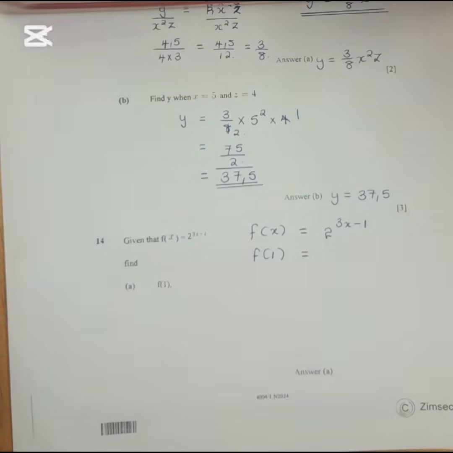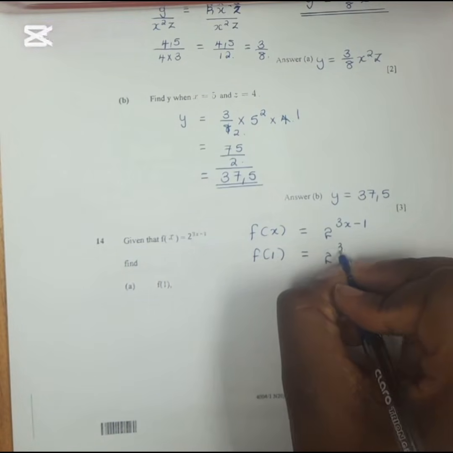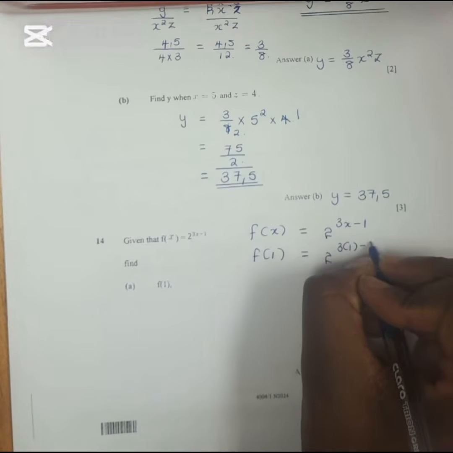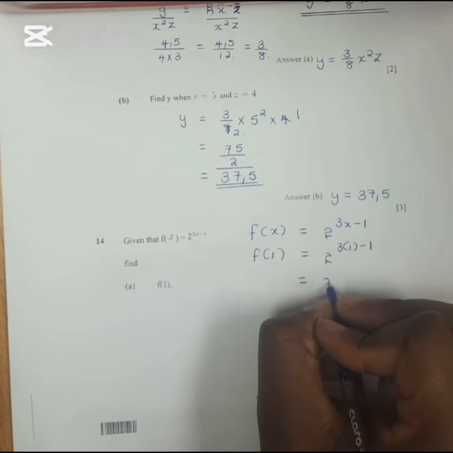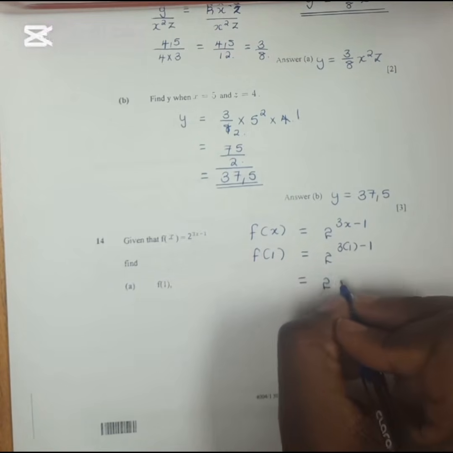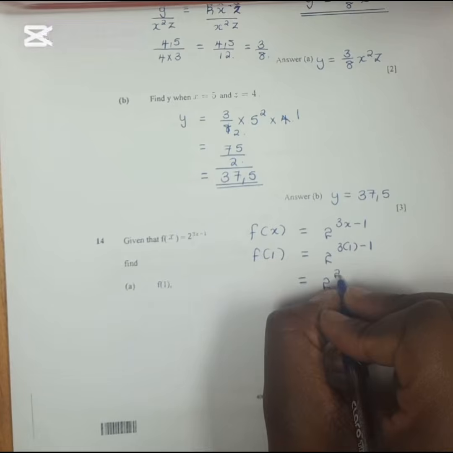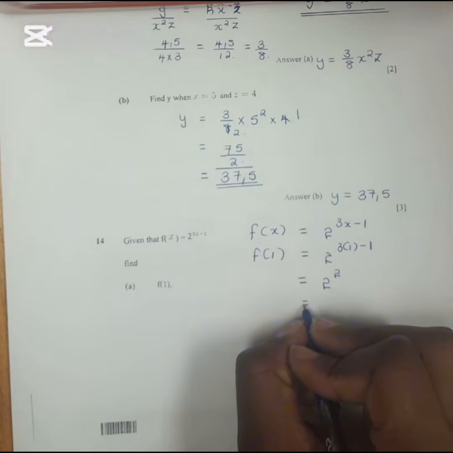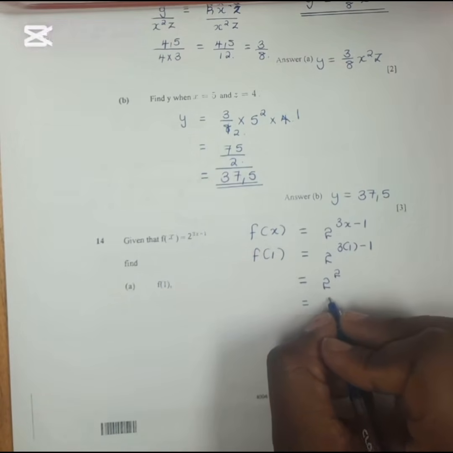So number 14 was a question on functions. It is saying function of x is equal to 2 to the power of 3x minus 1. Find function of 1. It means that we are going to substitute 1 on x. It is now 2 to the power of 3 times 1 minus 1. So it is the same as saying, if we say 3 times 1, we get 3, minus 1, we get 2. We are now having 2 to the power of 2. And then 2 to the power of 2, we get 4 is our answer.